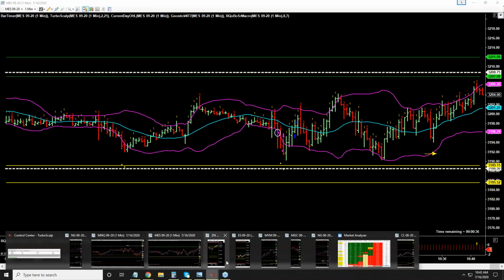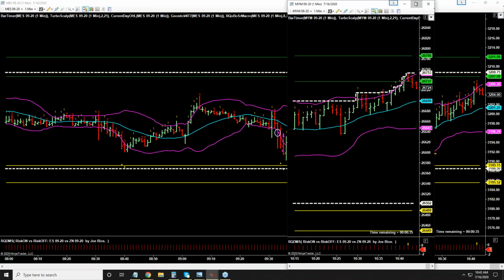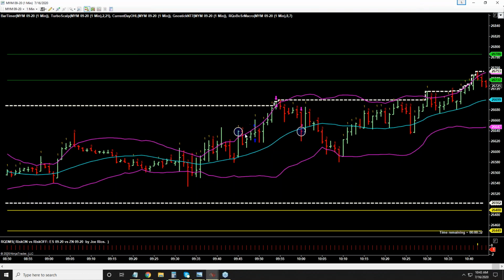The other one that I've been looking at and watching has been the micro Dow. We had a small little winner in there. It qualified again in the middle, went up and tested, actually broke the high of the day, and then it came back down. So it had a little bit of profit in there. It actually went up and tested the neutral trade zone.